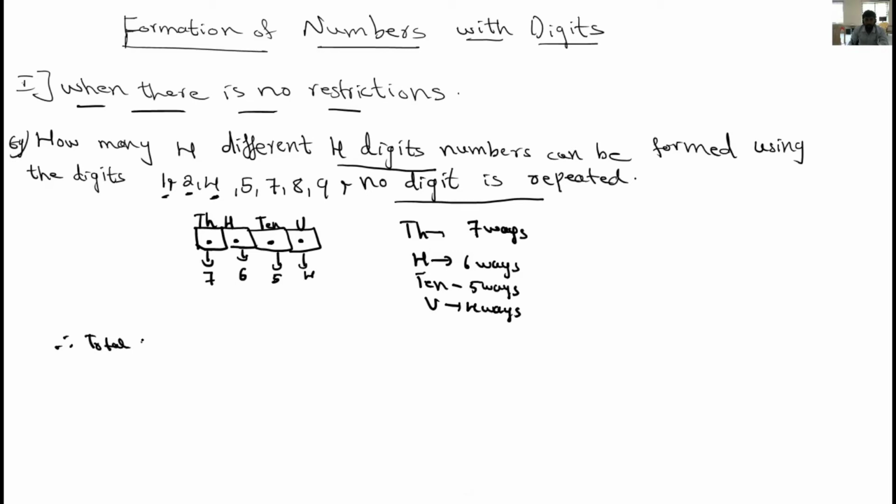So total 4 digit numbers is equal to, use the multiplication principle, thousands place 7 ways, followed by hundreds place 6 ways, followed by tens place 5 ways, followed by unit place 4 ways. So total number of ways is equal to, multiply this, it's equal to 840. So this is the answer for the given question. The condition is when there are no restrictions. Okay.